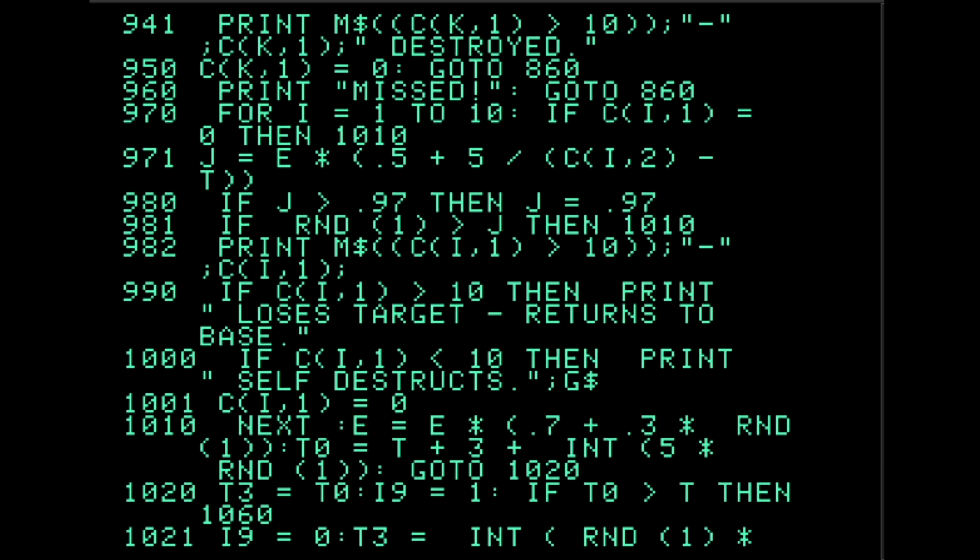Right, on line 1010, we see E, which I'm assuming or inferring is effectiveness of the ECM. E equals E times 0.7 plus 0.3 times a random number. So the best case here is that your ECM does not lose effectiveness at all. If you get a random number close to 1, then it would be 0.7 plus 0.3. So E would stay close to 1. The worst case is that you'd get 0.7. So your ECM would become 70% less effective each time you use it.